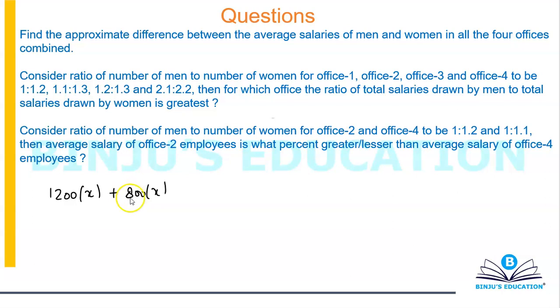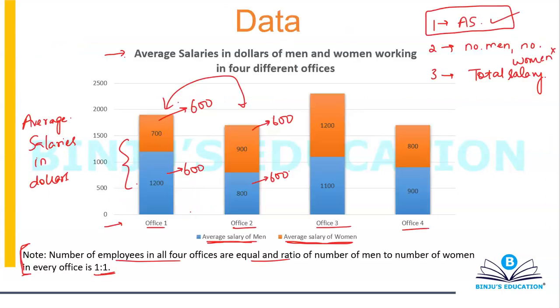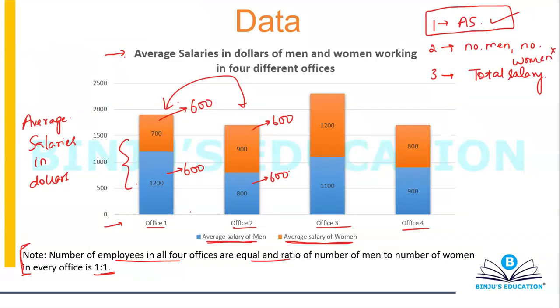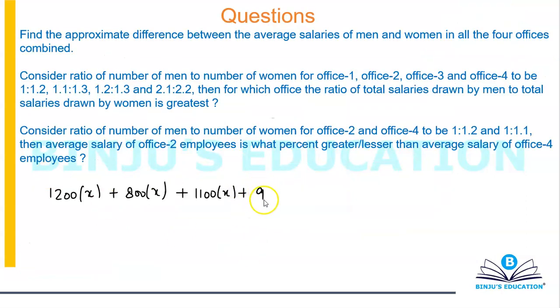We don't have any other option, because the total number of employees in all offices are equal and the ratio is also 1:1. Then it's 1100 into x. Then it's 900 into x. So let's add them up. So this was 2000, 2000, this is 4000x.